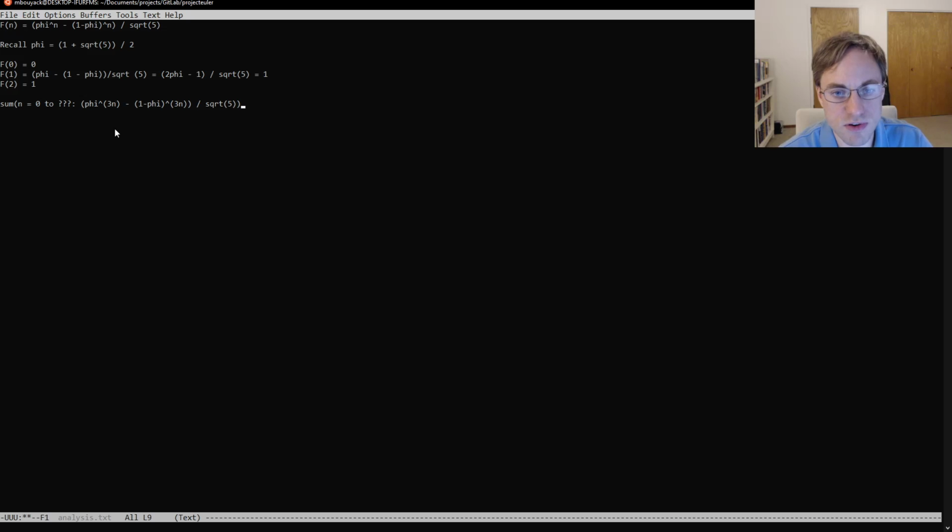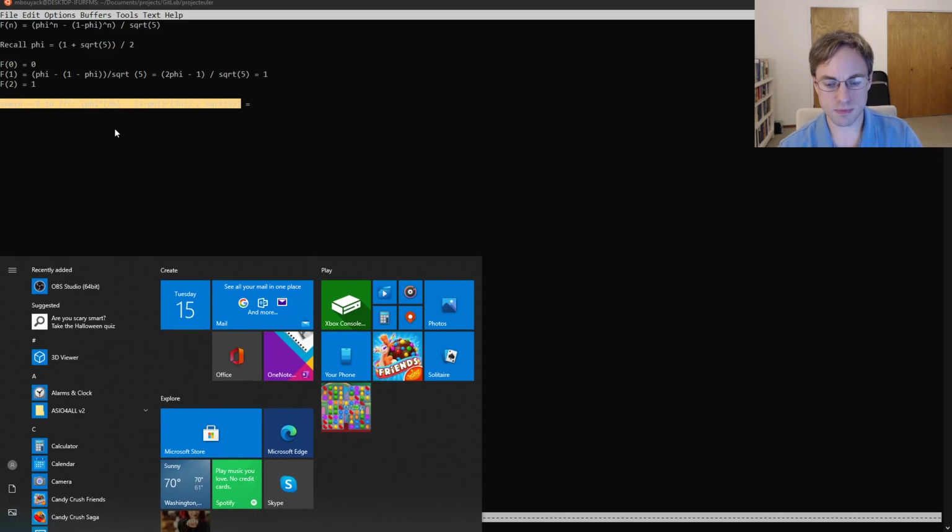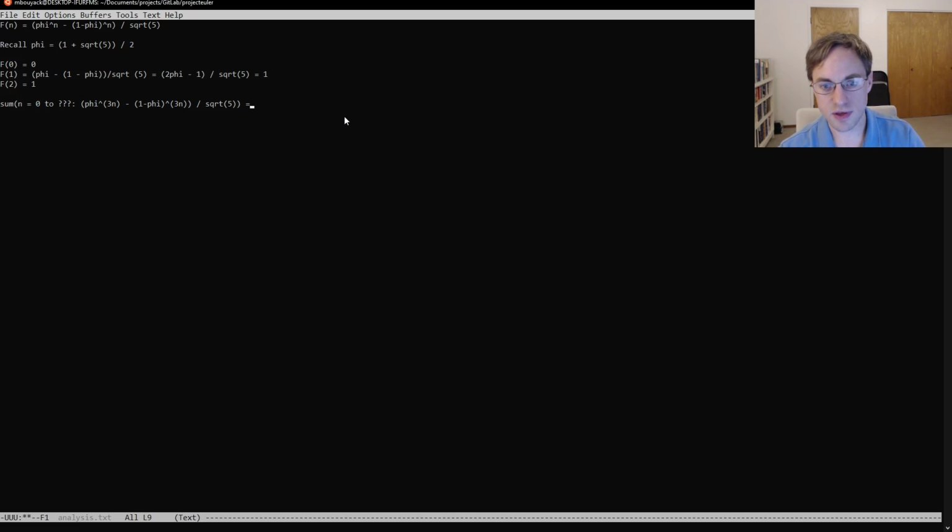Okay, so we can do a little bit of simplification here. So in particular, let's just copy this. We don't want the Windows menu. Nobody ever wants the Windows menu. Okay, so we can actually factor out this square root of 5 term because it's going to be the same for every single term. So we can just factor that out. And so then we just have the sum over phi to the 3n minus 1 minus phi to the 3n.